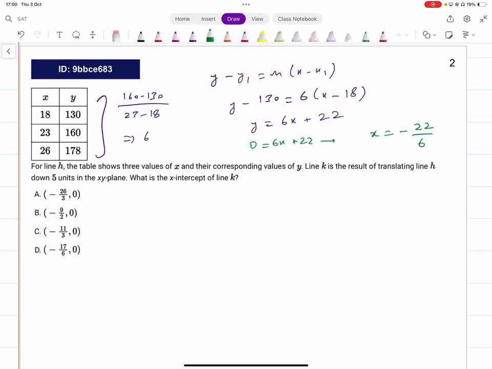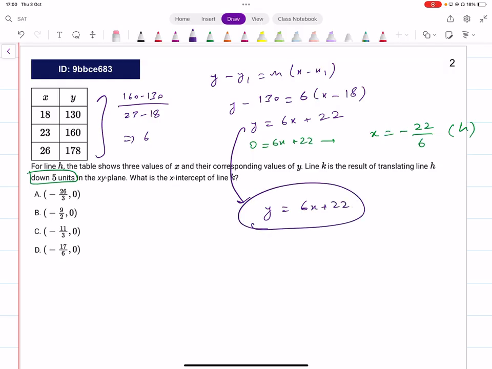If you translate this line, this is line H. If you translate this line 5 units down, what happens to the x-intercept? We should actually first translate it and then do it. This is line H, 6x plus 22. What is line K going to be? Translate it 5 units down, what is the equation going to be? The whole equation goes 5 units down. 6x plus 22 minus 5. That's 6x plus 17. That's line K.